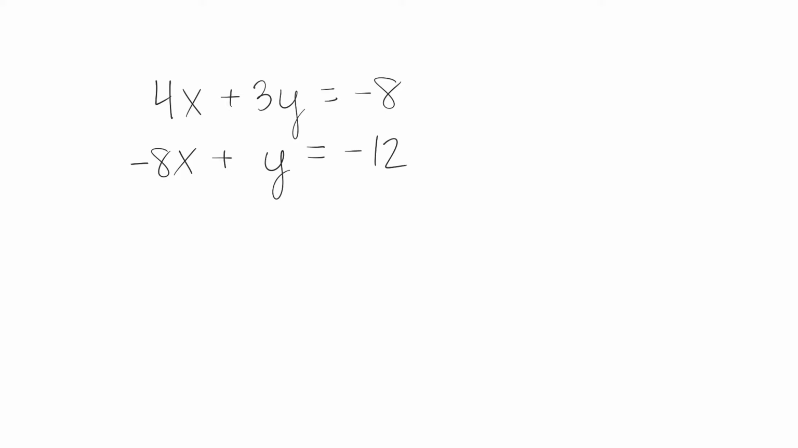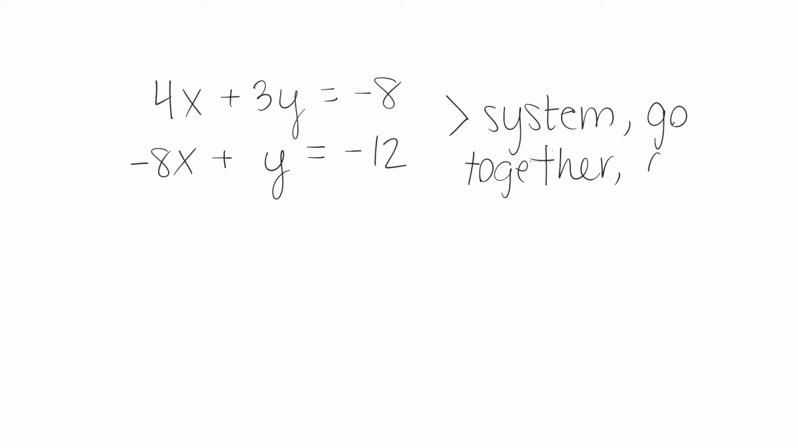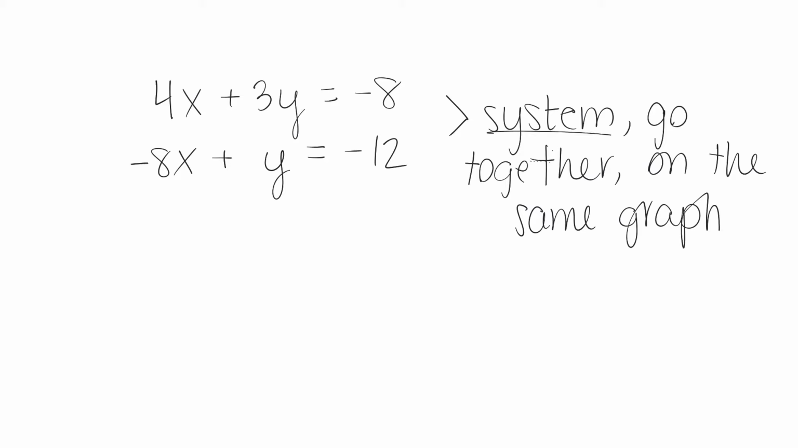Okay, so a system means multiple. So like if we have 4x plus 3y equals negative 8, and then we also have negative 8x plus y equals negative 12, this is a system. They go together. They're going to be on the same graph. Okay? So they work together. That makes them a system.